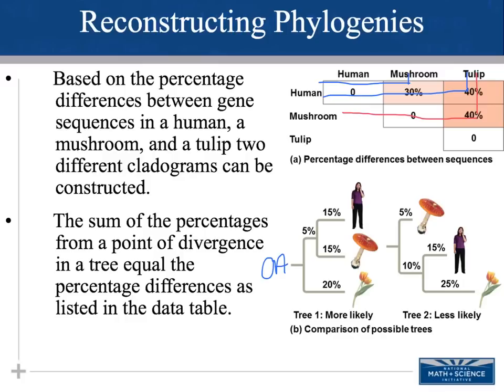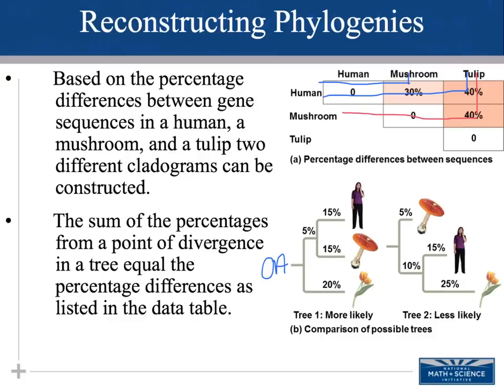So we know that between a human and a mushroom, there is a 30% difference. So here's where that 30 comes in. We have 15% differences here, and another 15% differences here. 15 plus 15 is 30. That tells us that these two evolved fairly close to each other. Now, why would we not take into consideration that 5%? Well, because up until this point, they're both sharing the same genes. This 5% is something that they both contain. Okay, so hopefully I made that clear.